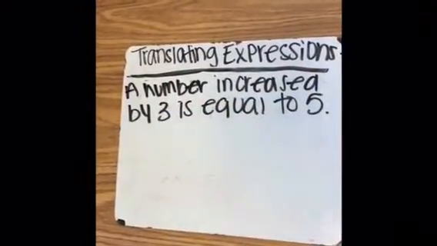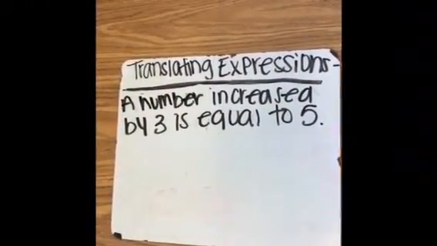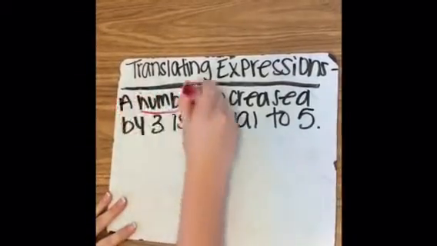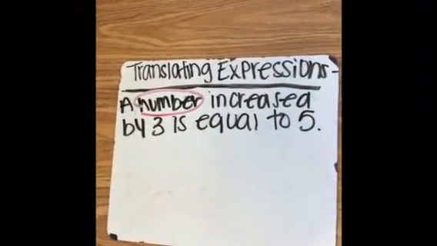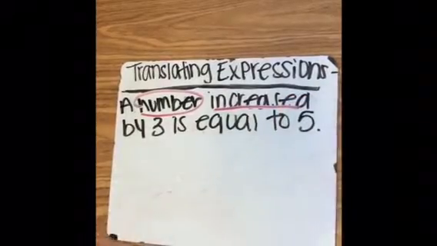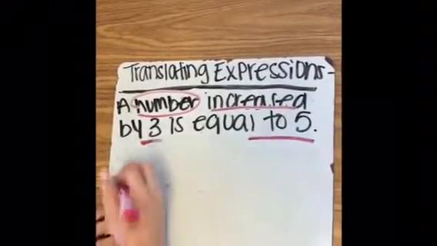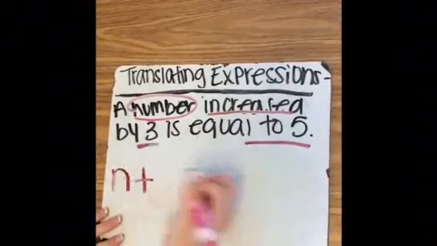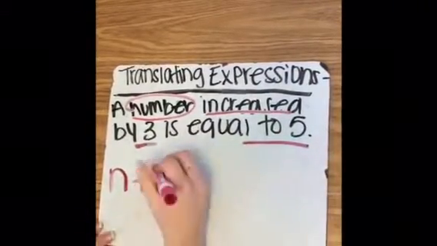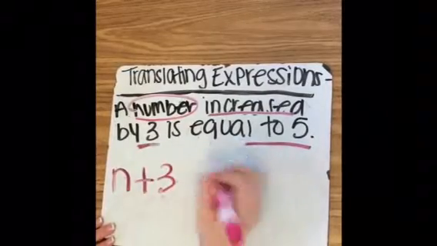A number increased by 3 is equal to 5. So how you would solve this is a number, which means any variable, any letter, increased, which would mean adding, by 3 is equal to 5. So let's write it out. N plus, because increased is adding, 3 is equal to 5.